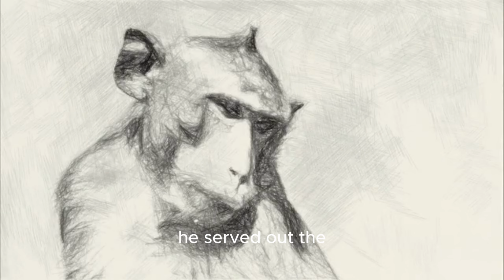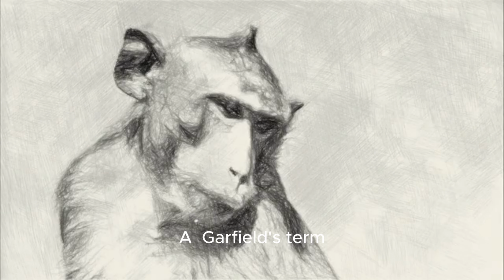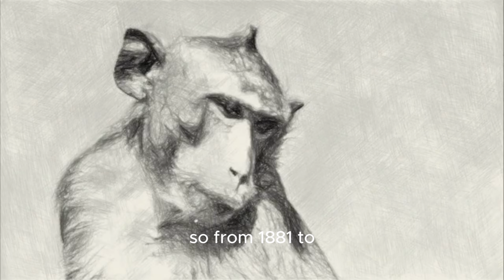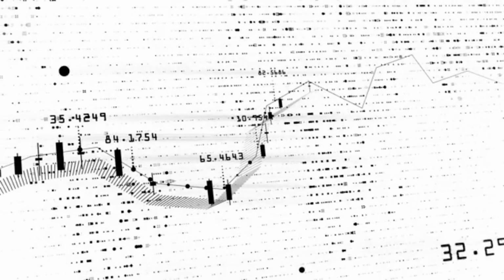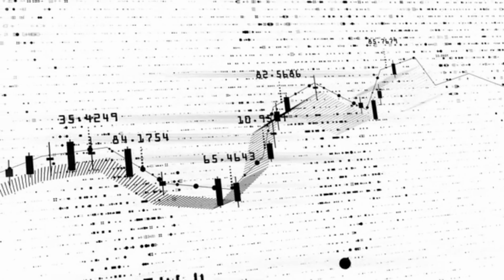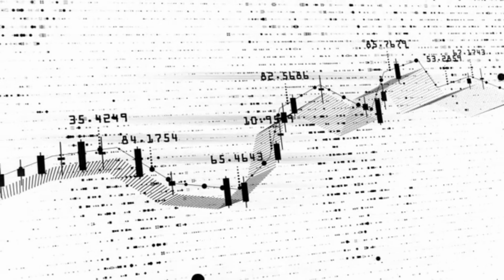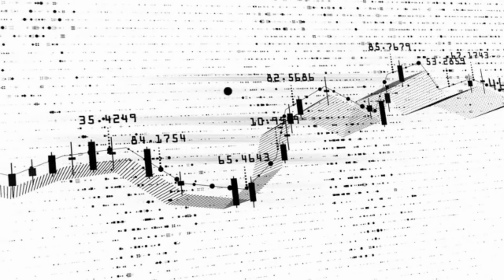Chester A. Arthur. He served out the remainder of James A. Garfield's term. So, from 1881 to 1885. Chester A. Arthur was born in Fairfield, Vermont on October 5, 1829. That's right, October as in the month of National Disability Employment Awareness Month.